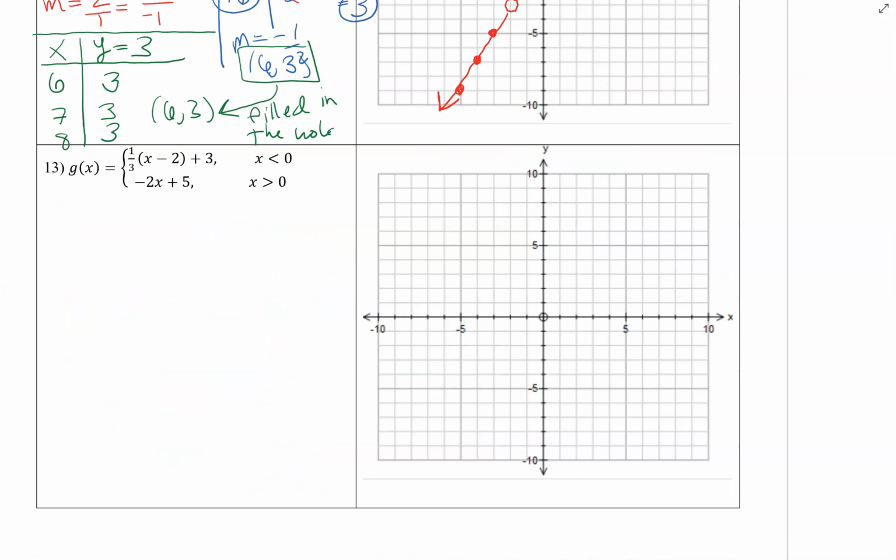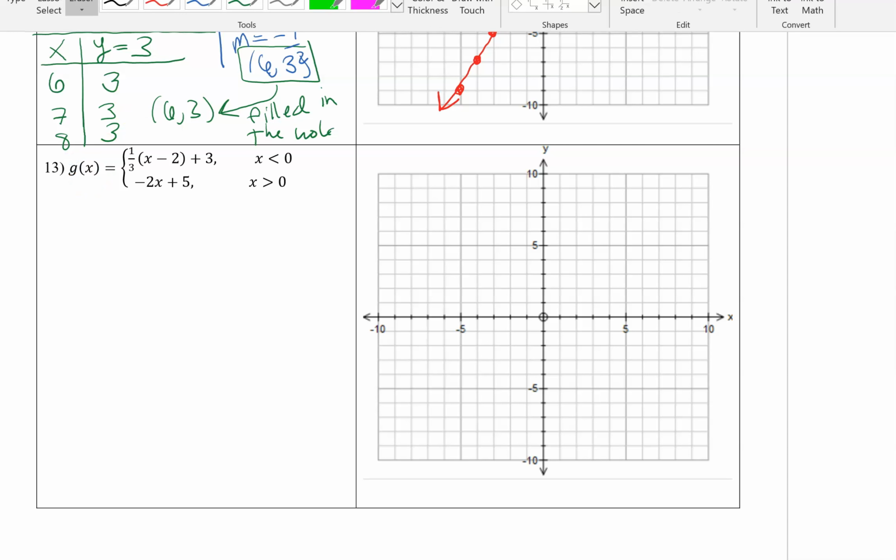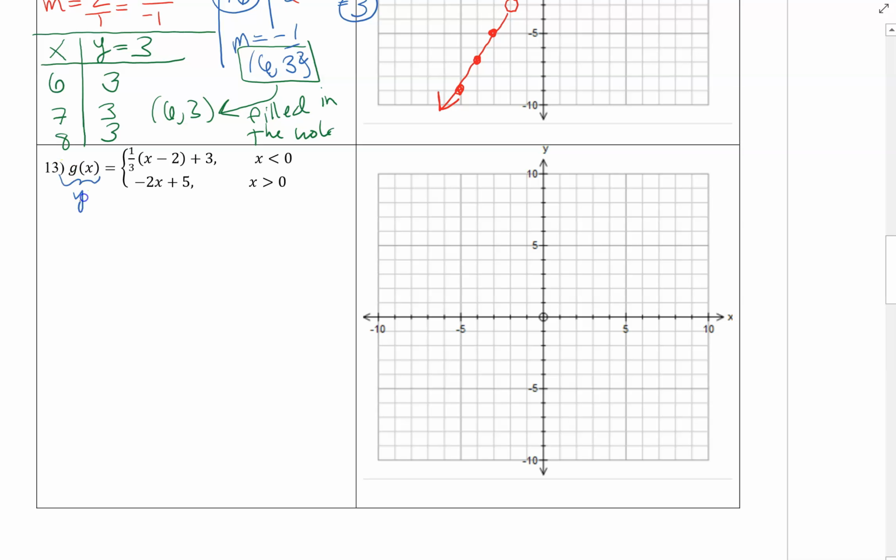Moving on to number 13, see, look, we used a different function notation. We used g of x, so we'll do that sometimes. It still means y, just like f of x does. It's just giving it a different letter name. So we'll still think of this as y equals this sometimes when x is less than 0, and then the other times y equals that. So notice I have the same boundary point, and so in this case I'm going to end up having 2 rays.